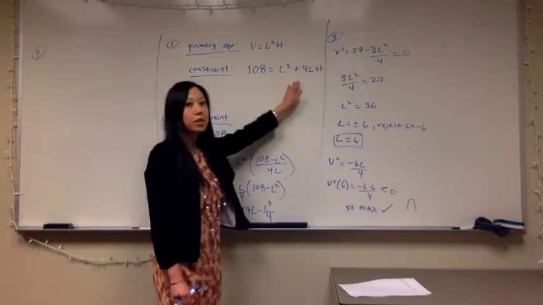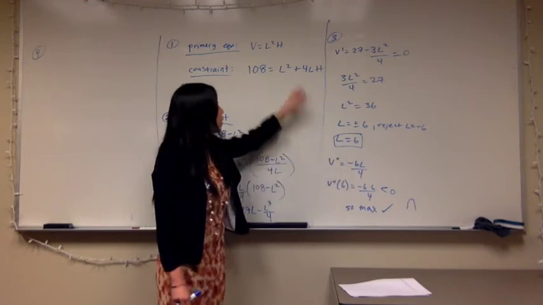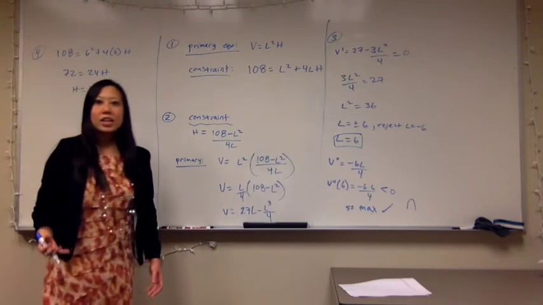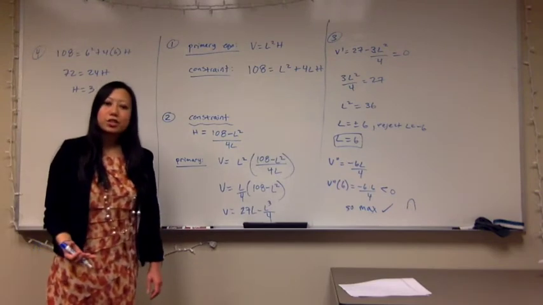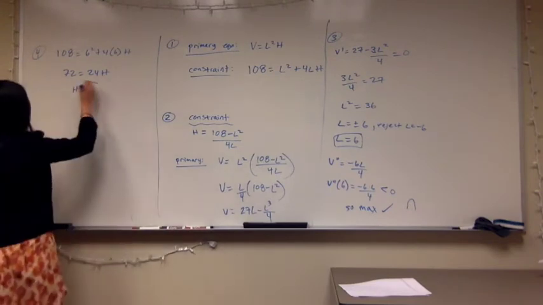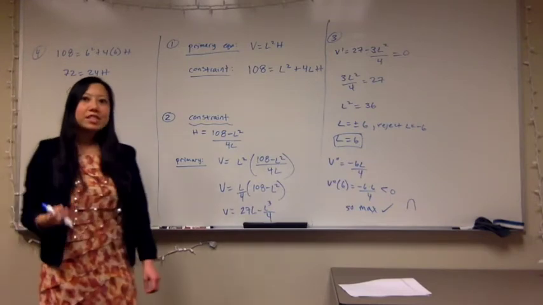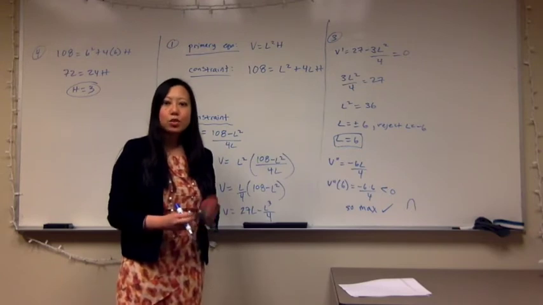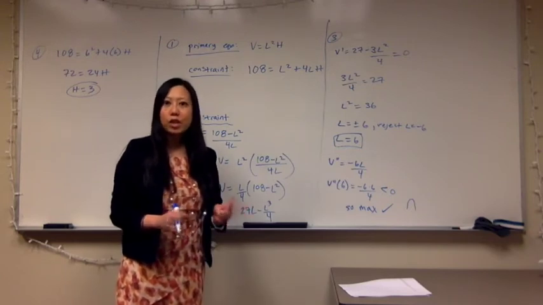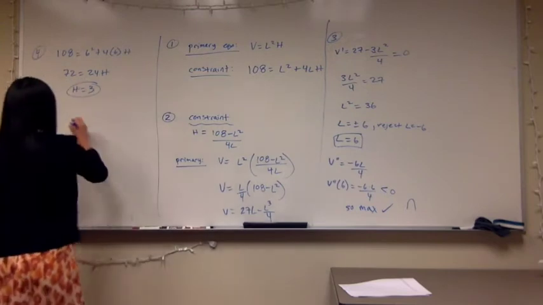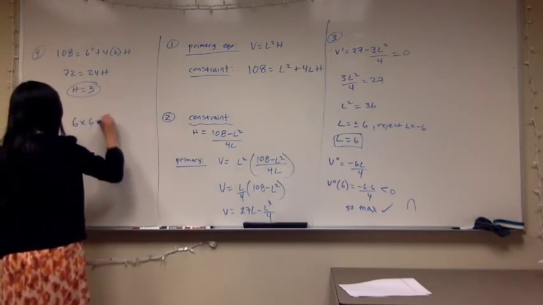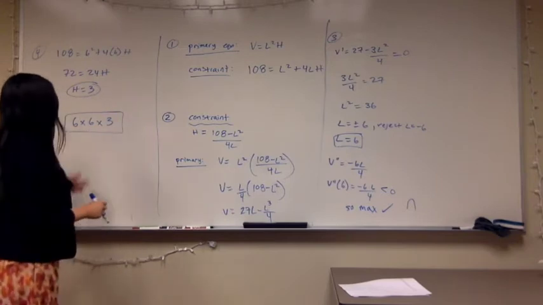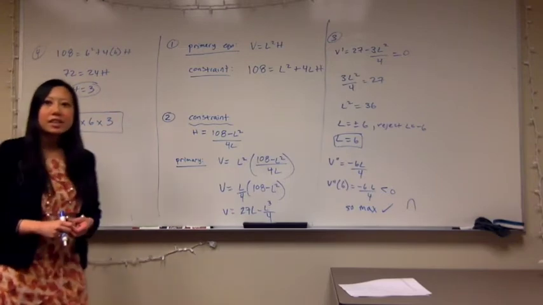So again, I plug L equals 6 into the constraint and solve for H, and I get H equals 3. So we have 6 by 6 by 3, because I used that dimension L twice. Once for the length and once for the width, because I had a square base. So when I ask for the dimensions, make sure you write it as dimensions, right? I want to know, is the 6 being repeated or is it 3? So just make sure to indicate that.